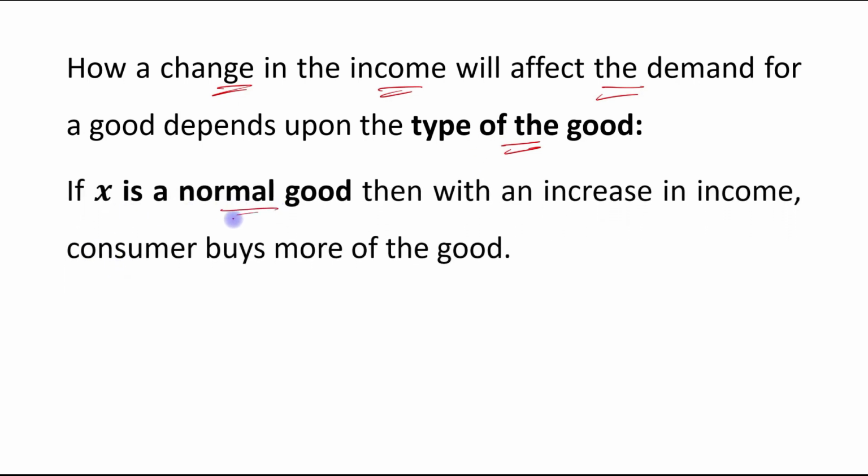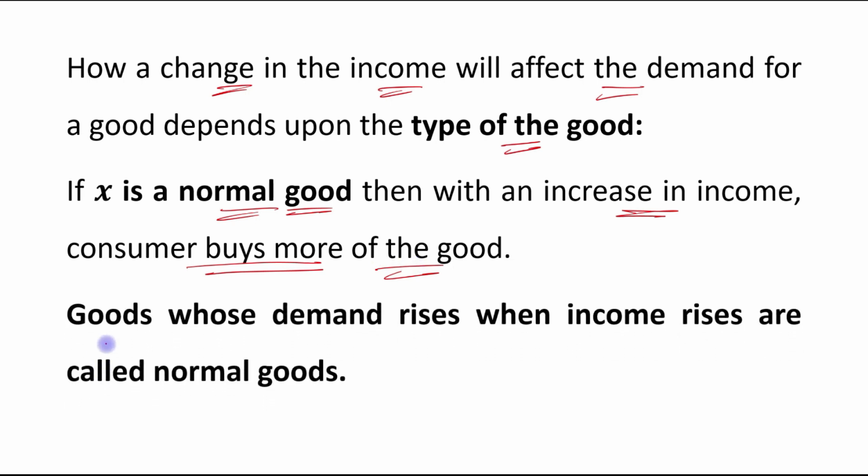If X is a normal good, then with an increase in income, the consumer buys more of the good. तो अगर आपकी इनकम इंक्रीज होगी, इन दैट केस कंज्यूमर विल बाय मोर ऑफ द गुड. Goods whose demand rises when income rises are called normal goods. तो normal goods वो होते हैं कि जब आपकी इनकम इंक्रीज होगी, अगर उस गुड की डिमांड भी इंक्रीज हो रही है तो ऐसे गुड्स को हम कहेंगे नॉर्मल गुड्स. एंड इन द सेम वे अगर इनकम डिक्रीज होगी और उस गुड की डिमांड भी डिक्रीज हो रही है, देन इट इज अ नॉर्मल गुड.